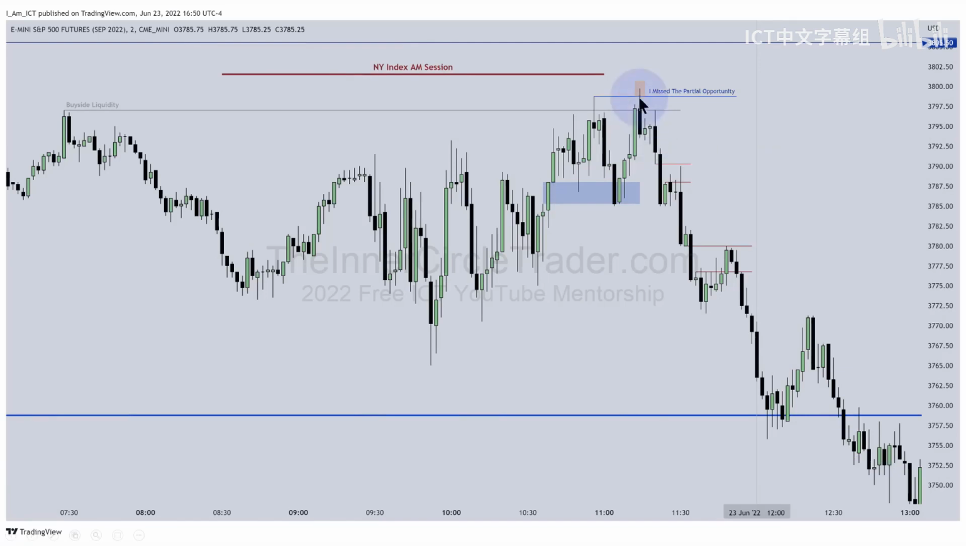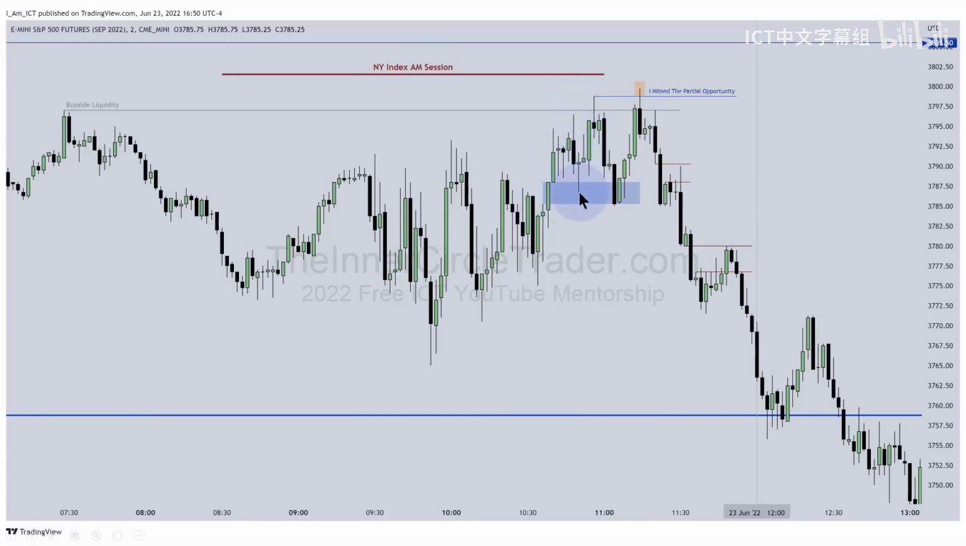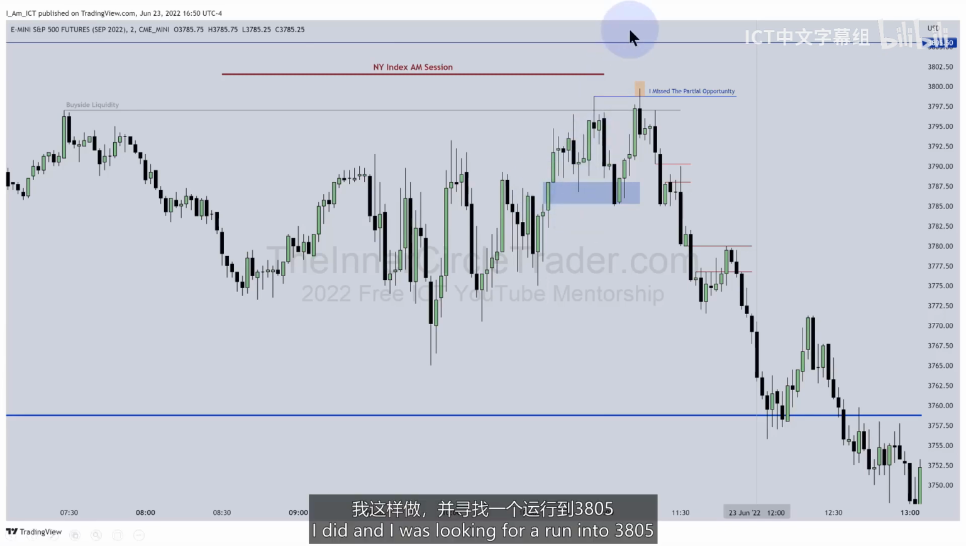This right here is the 2-minute chart. And this is the fair value gap I drew your attention to live. And it came down into it here. And inside this fair value gap, I was basically drawing your attention to that as a potential long I did.